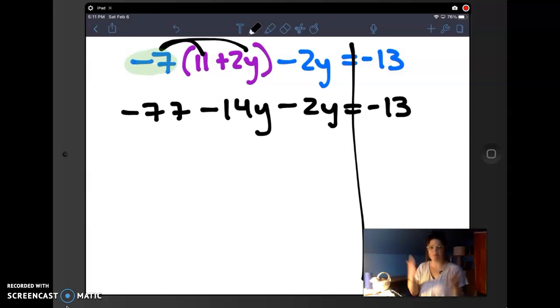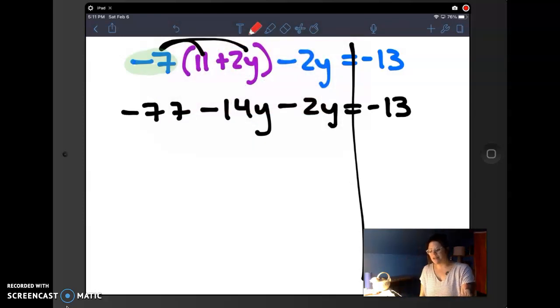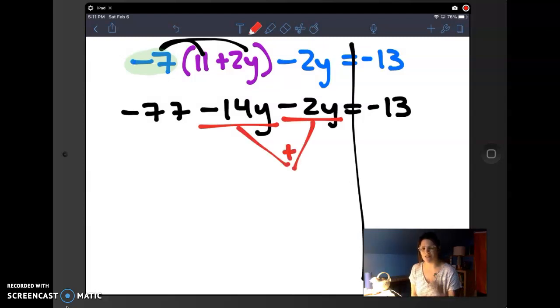It just gets rewritten. All right, now we're ready to combine our like terms. This time, our like terms are right next to each other, which is maybe a little more convenient. But remember, it's not just 14y, it's -14y. And it's not just 2y, it's -2y. Whatever symbol is to the left of a number belongs to that number. So in your calculator, you'd put negative 14 plus negative 2, and we get negative 16 y's.